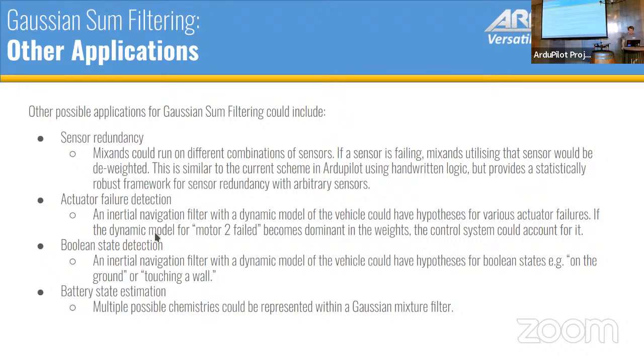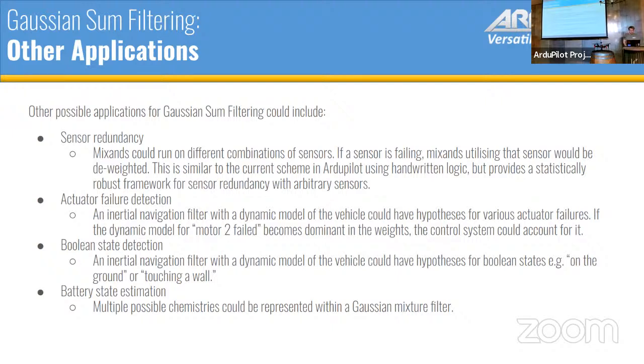So an inertial navigation filter that has a dynamic model of the vehicle, given some actuator commands, can predict where the vehicle is going to go. It could have hypotheses that things have failed. So like there's a mixand that has a dynamic model based on a motor 2 failure. And if that one starts getting weighted, it gives you a probability that that is the truth, essentially. And then you could change the control system, the gains, or the whole scheme to account for that.